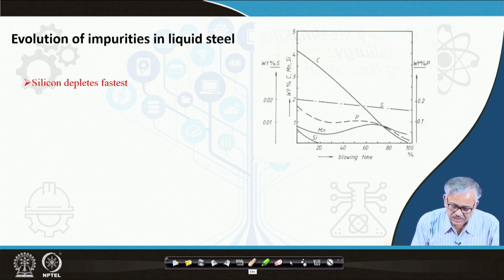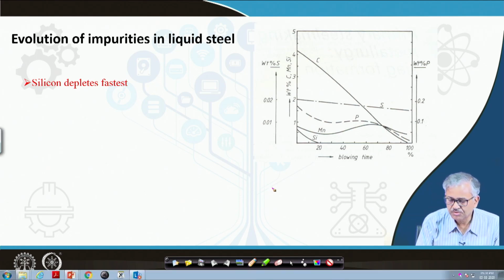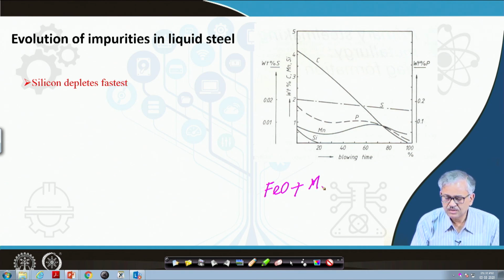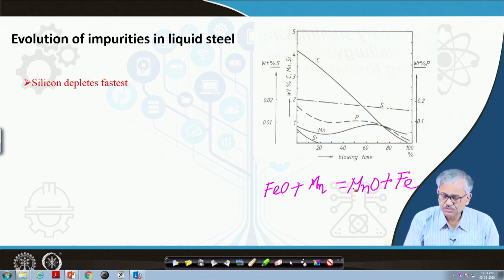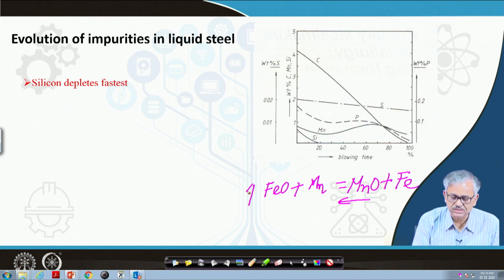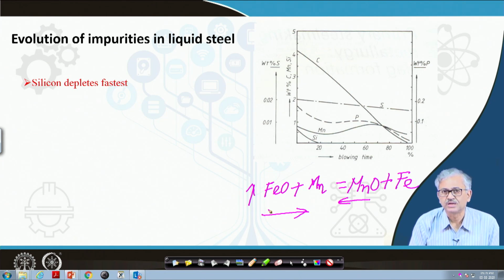see that. This is the reaction. I can just write it: FeO plus Mn is equal to MnO plus Fe. So, if the activity of MnO increases because of basic slag, this reaction moves in the backward direction. Again, when this FeO increases, this reaction moves in the forward direction.